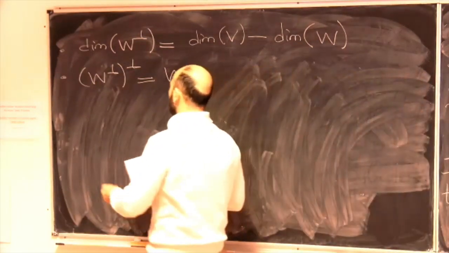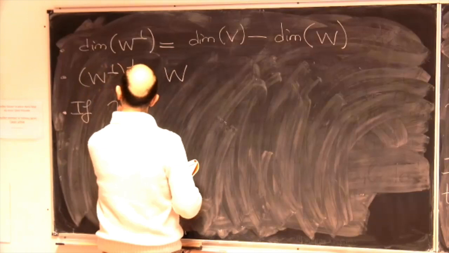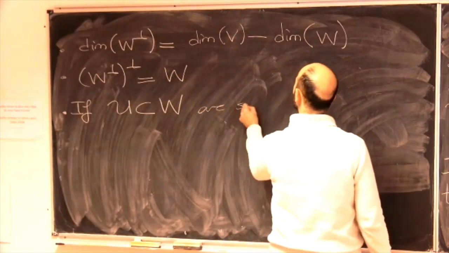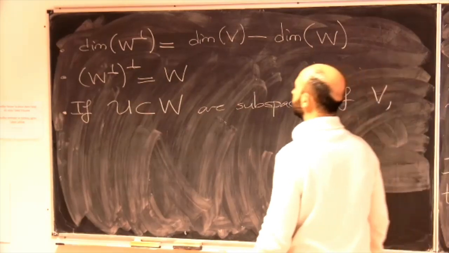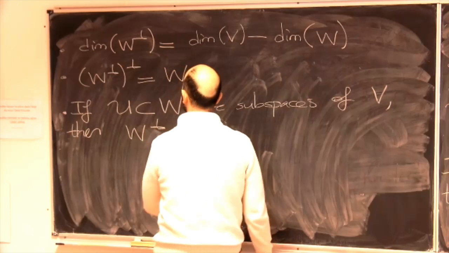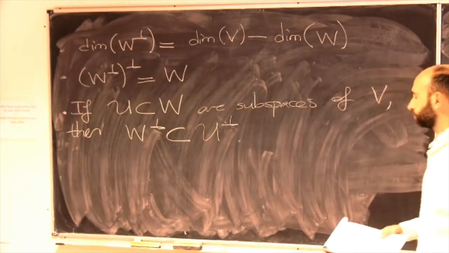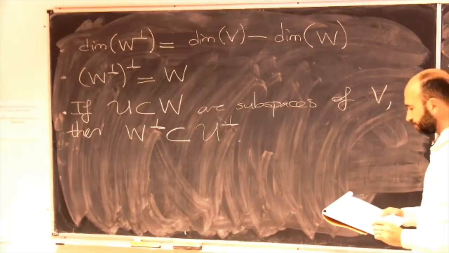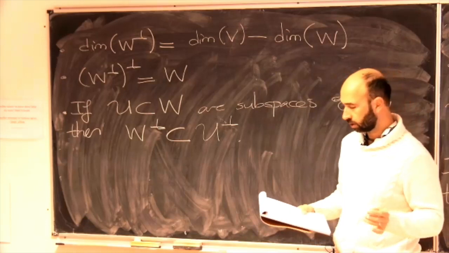Furthermore, there's one more thing to say. If you have two nested subspaces, then these annihilators have the reverse inclusion. Okay, so this is pure linear algebra. Now, what does this have to do with the current problem? Let's try to come back to that.